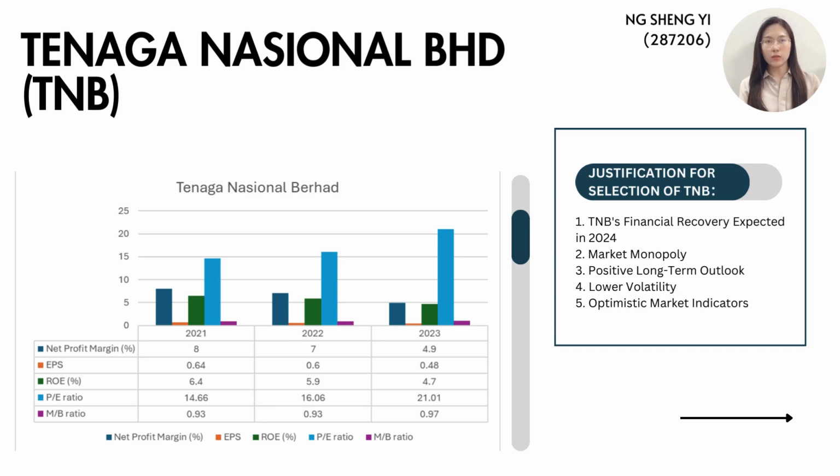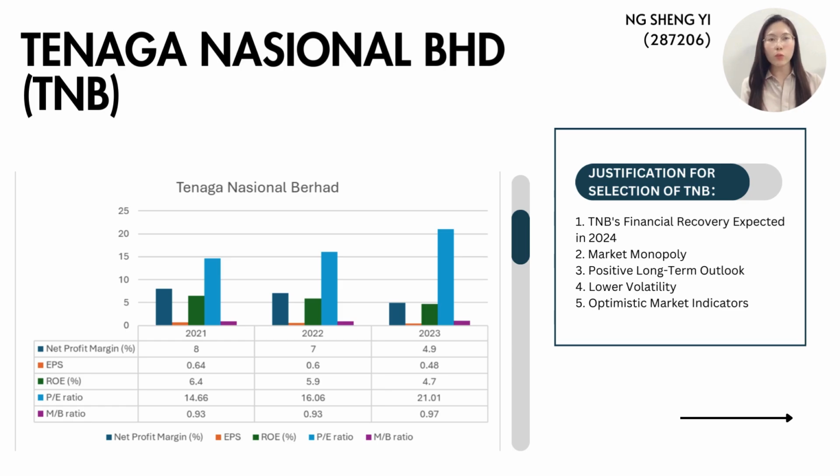Turning to Tenaga Nasional Berhad (TNB), TNB net profit margin, EPS, and ROE have been declining, reaching 4.9%, RM0.48, and 4.7% in 2023. Despite this, the PE and market-to-book value ratio have increased to 21.01 and 0.97, suggesting growing investor confidence in future profitability. TNB financial performance is expected to recover in 2024 due to stabilizing coal price and improved receivable. TNB will maintain its monopoly in Malaysia's power sector and benefit from renewable energy transitions.